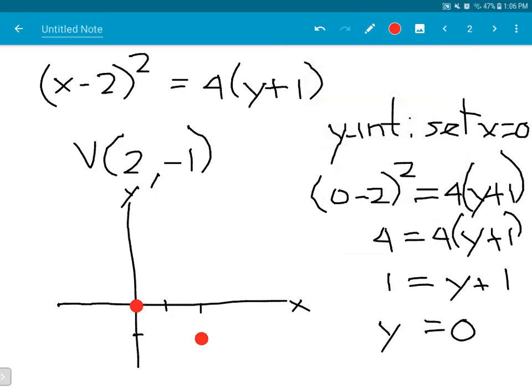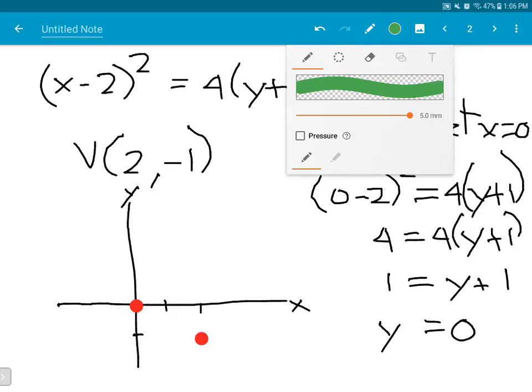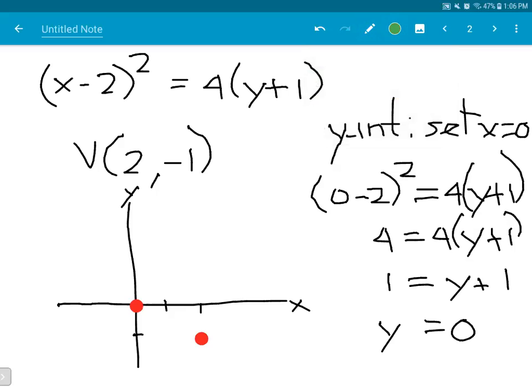Now, once you have the vertex and an intercept, you are ready to sketch the graph of the parabola by reflecting the other point, meaning the point other than the vertex, with respect to its axis of symmetry. And since it opens in the vertical direction, then the axis of symmetry is simply the vertical line that passes through the vertex. Let me draw that. It's this one.